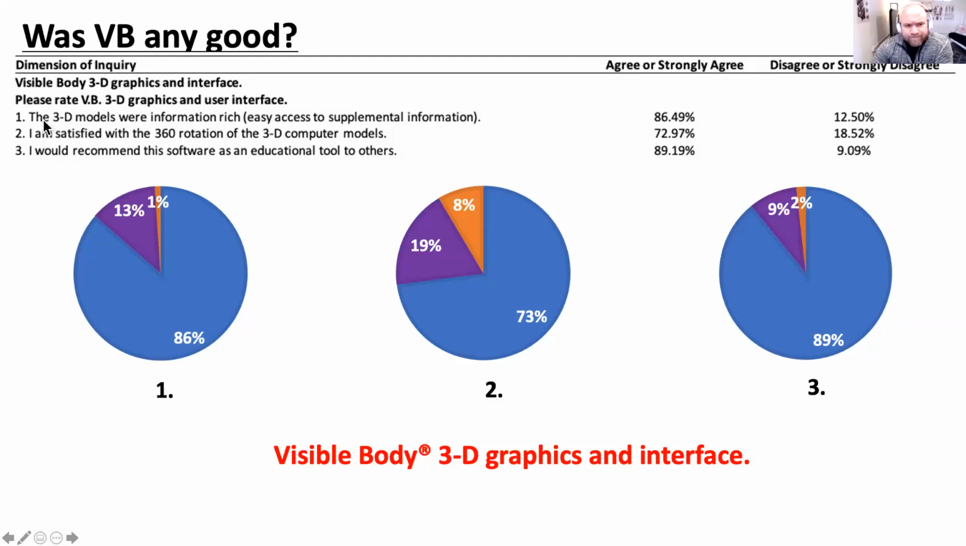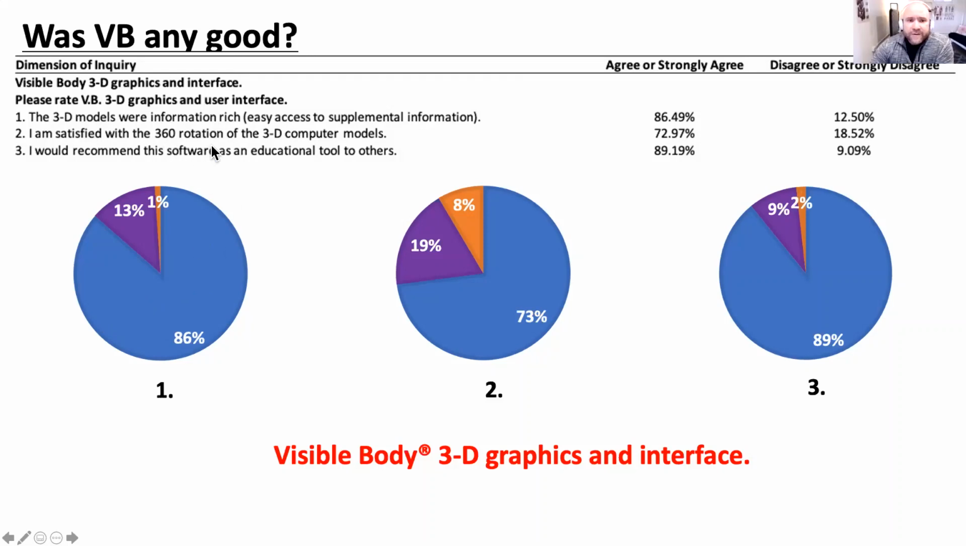Now, I also was curious about the 3D graphics and the interface with the software. The students, by and large, agreed that the models were information rich, meaning that they had easy access to supplemental information. And if you've played with the Human Anatomy Atlas app, you know that additional information is only a click away, and you can access all these layers of information in the model. And so the students were able to see that. So 86% response on that.